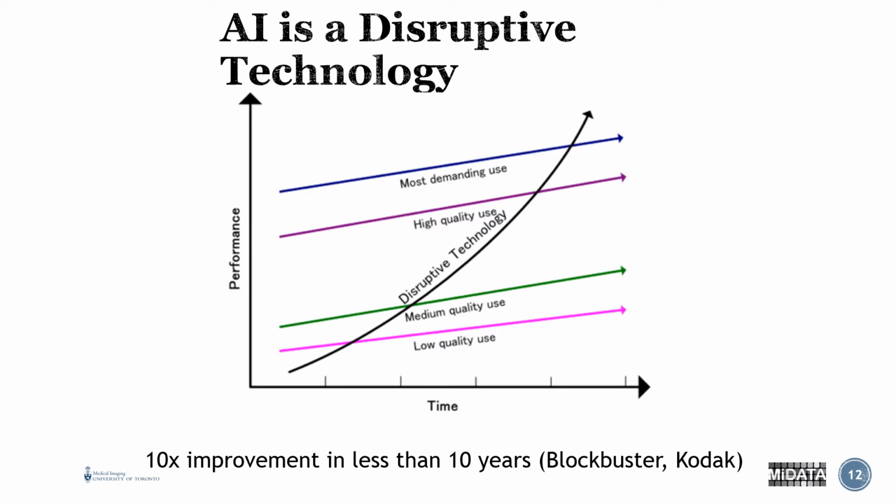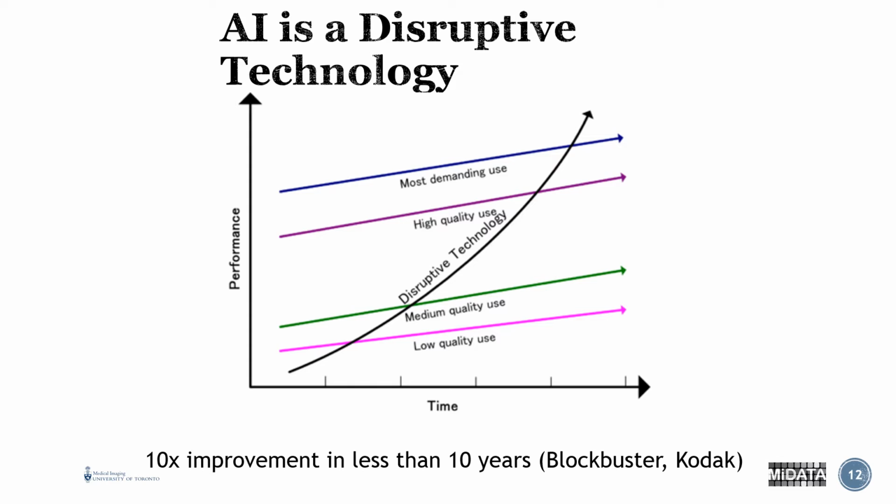All right, so this figure here is an interesting one, or graph. It shows time on the x-axis, and then performance on the y-axis. And this would be performance of a technology. Now, if you look at what's called low quality use, medium quality use, high quality use, or like, wow, most demanding use, those are just levels of the use of the technology.